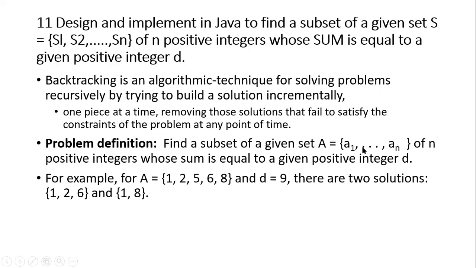If I have a set A and a positive integer D, I have to find the subset from set A such that the sum of the subset is equal to the integer D. Here we have an example also: 1, 2, 5, 6, 8 is the set, and D is 9. I will get two solutions, 1, 2, 6 and 1, 8. To get these two solutions, we have to apply backtracking techniques. Now we have understood the problem definition, we will see the execution part.